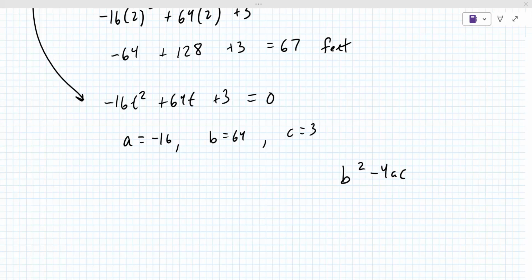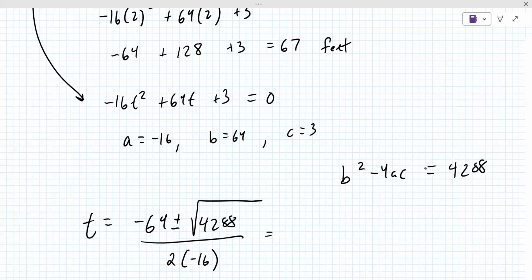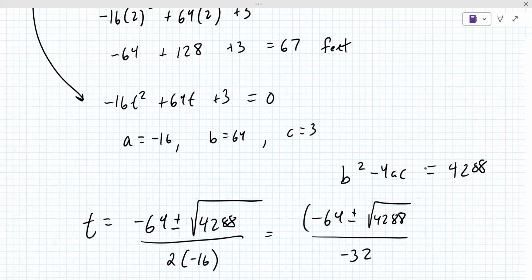I got 4,288. Good, really good. All right. So the reason we do that first is that the rest of it for solving for the variable is not too bad. It's minus b plus or minus the square root of that number all over 2 times a. So minus 64 plus or minus the square root of 4,288 all over negative 32. If you're going to use the Desmos Scientific, you can just enter it the way you see it. 1 positive, 1 negative. Go ahead and see what you come up with there.